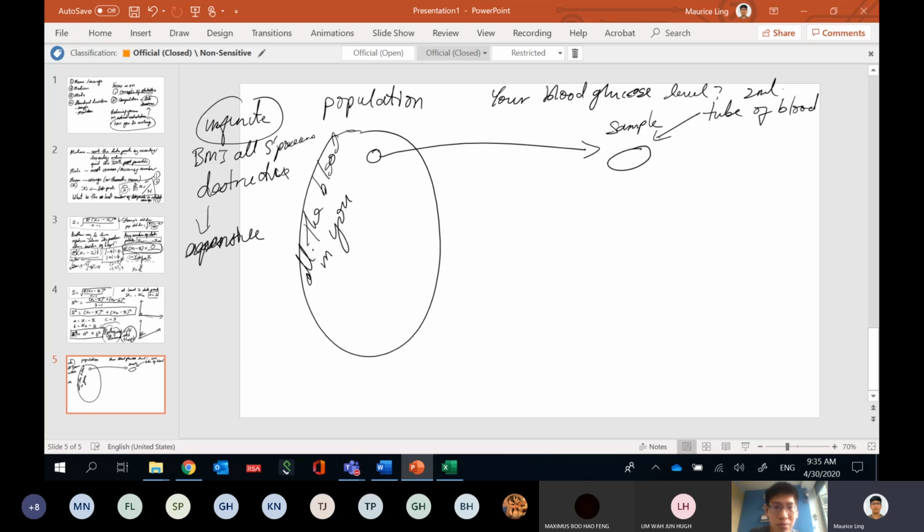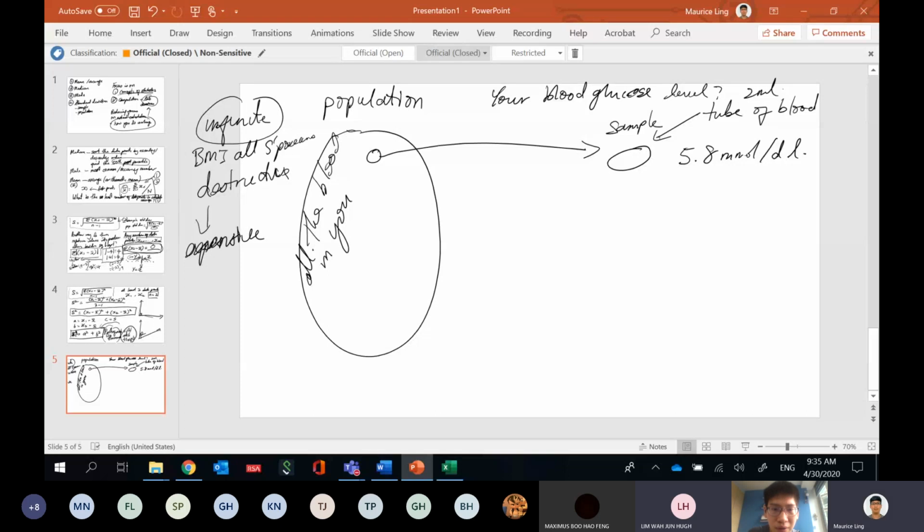Yes, sir. Okay, so I take a tube of blood, but at the end, let's say I come up with a number. I do my experiment and say that it's 5.8 millimoles per deciliter. Am I interested in that tube of blood, or am I interested in the blood in you? Which one is my focus? Is it the sample or the population? Using the sample to get information for the population, sir.